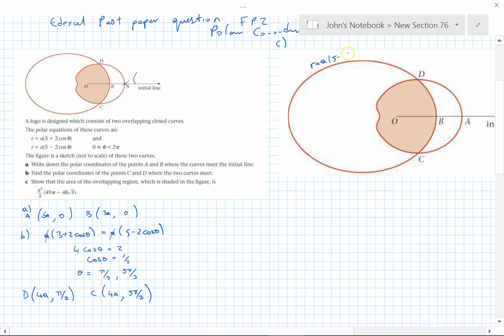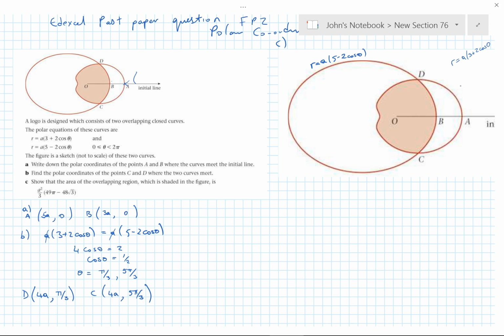So I'm going to actually annotate this, and this is r is equal to a(3 + 2 cos theta). Right, now we want this area here. Well, the first thing I'm noticing is symmetry. So really, I'm just going to deal with the area above the line. I'm going to find this area, or use the principle that if I double it, I'm going to get the whole area. It's clear that the symmetry could be adopted here.